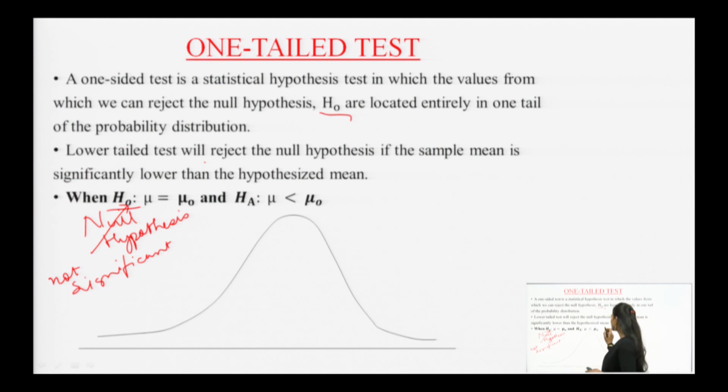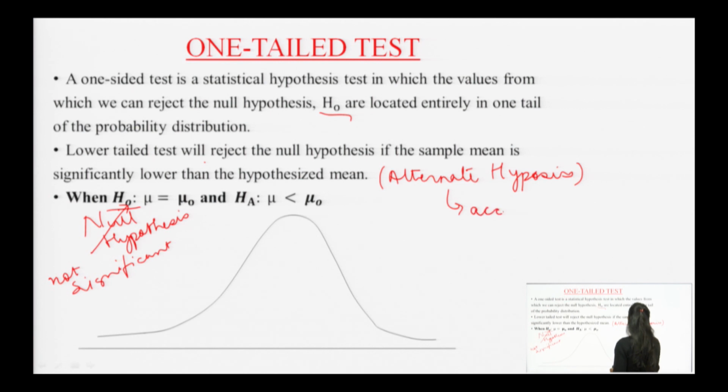And alternate hypothesis, as I have told you, is something which will be accepted, and it is designated as H A or H 1, depending on which one you want to write down, whether you want to write it as H A or as H 1.